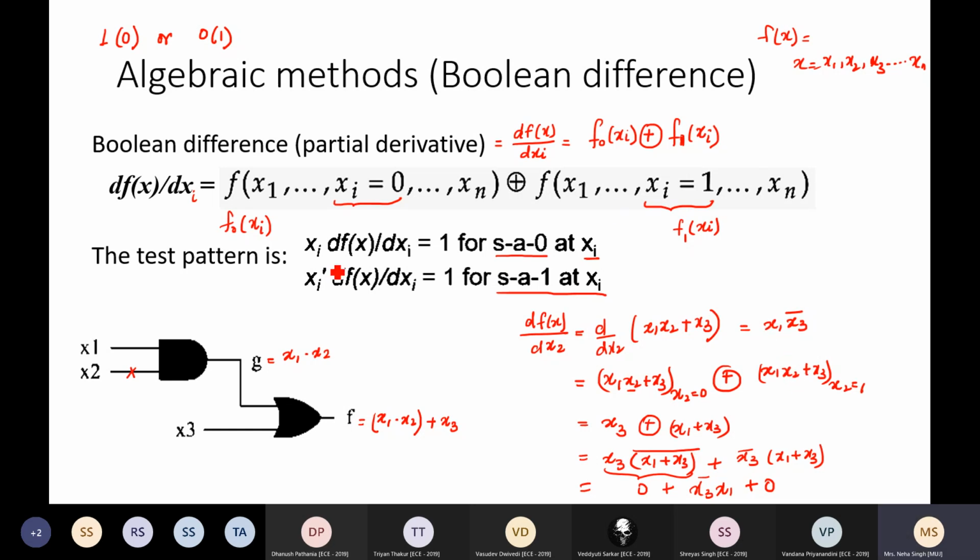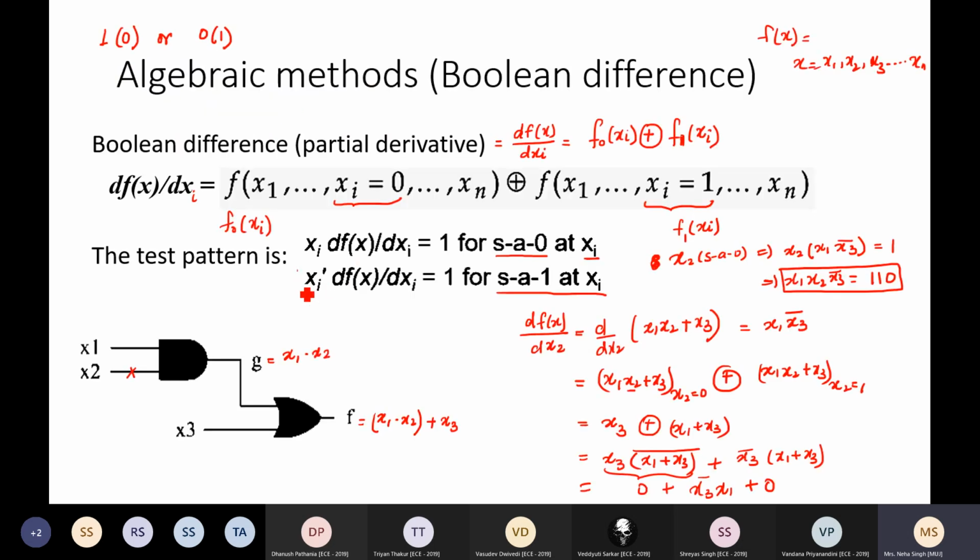Fine. To find the test pattern for x2 stuck at 0, this pattern will be given as x2 multiplied by the Boolean difference, which is x1 x3 bar. This should be true. When will this be true? This will be true when x1 x2 x3 bar takes the value 1 1 0. So the test pattern which will detect the stuck at 0 fault at x2 is 1 1 0.